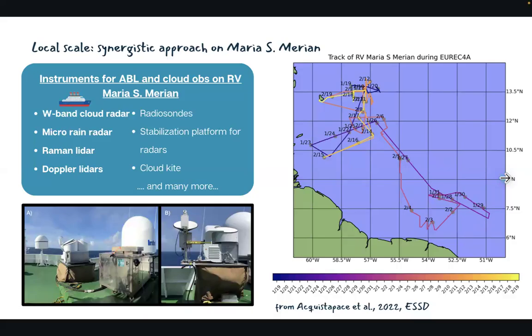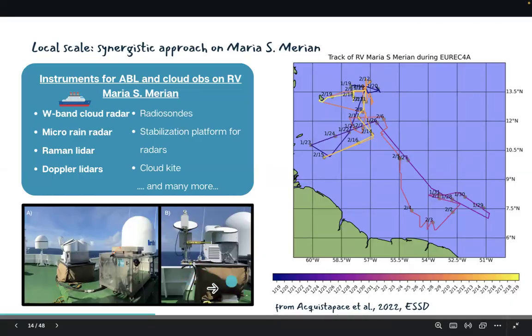So as I said, the data that we use for the local scale analysis are all from the Maria S. Merian. On the left here, you can see the list of the instruments that were on board. We had a cloud radar, we had a micro rain radar, and then we also had Raman lidar and Doppler lidars that were essential to measure the properties of the subcloud layer. In the figure here, maybe I can also show you with the pointer. This one here was the cloud radar. This one is the MRR, and both were installed on this horizontal platform with this brown curtain, this is basically the stabilization platform that is there to compensate for ship motion.